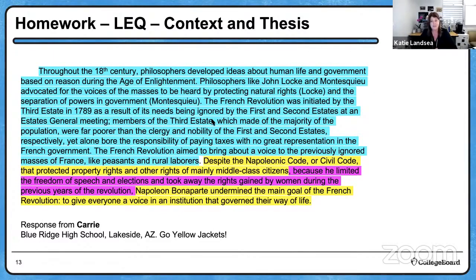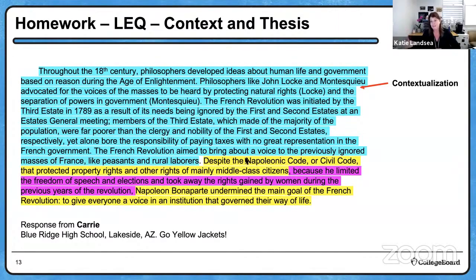Members of the Third Estate, which made up the majority of the population, were far poorer than the clergy and the nobility of the First and Second Estates, respectively, yet alone bore the responsibility of paying taxes with no great representation in the French government. The French Revolution aimed to bring about a voice to the previously ignored masses of France, like peasants and rural laborers. So we've got context, and that context is definitely relevant to this question about whether Napoleon furthers or does not further the French Revolution's main goals.